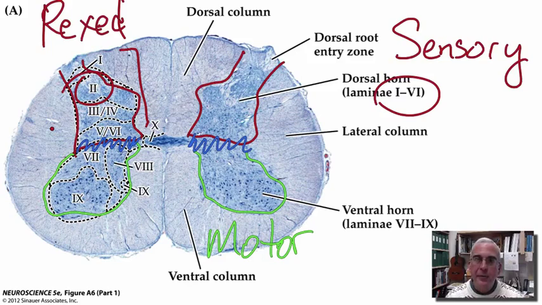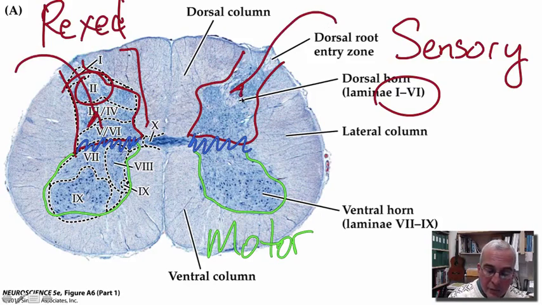For now, I just want you to get the idea that the dorsal horn is gray matter that is receiving incoming sensory signals from nerves that are running in through the dorsal roots and synapsing upon cells in the dorsal horn.